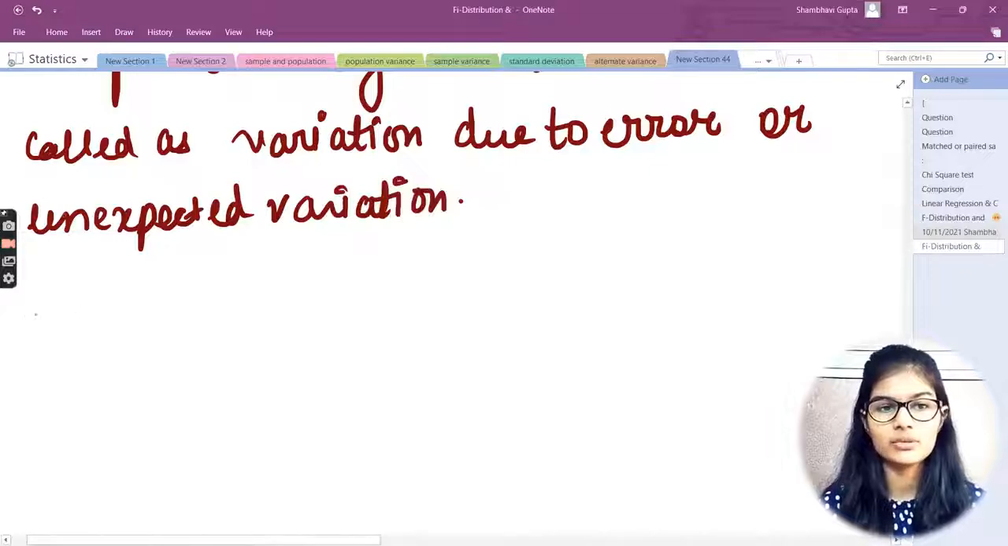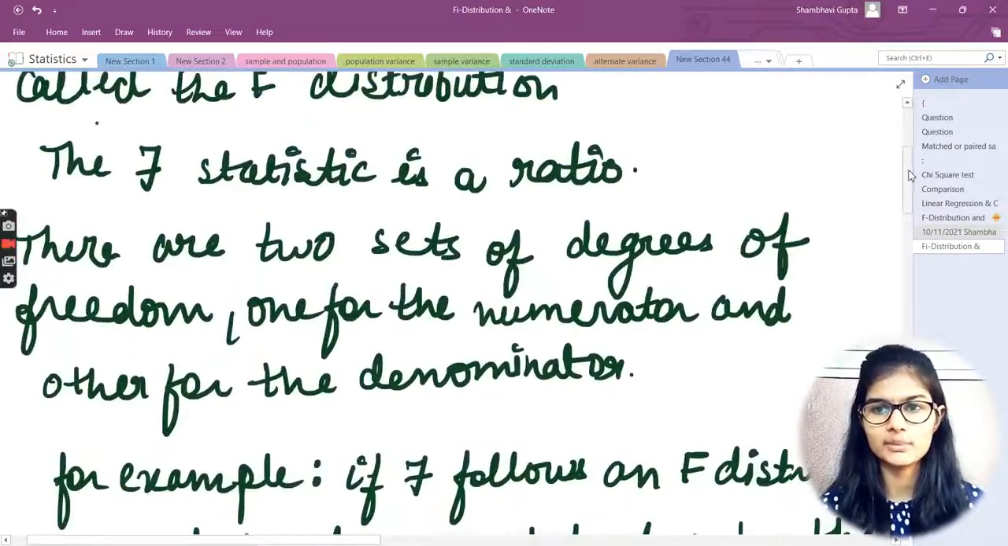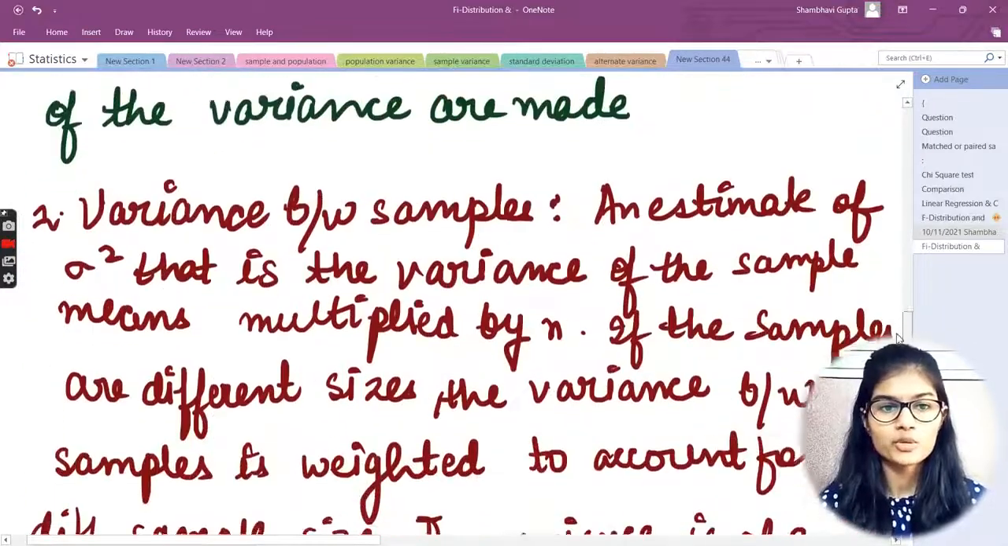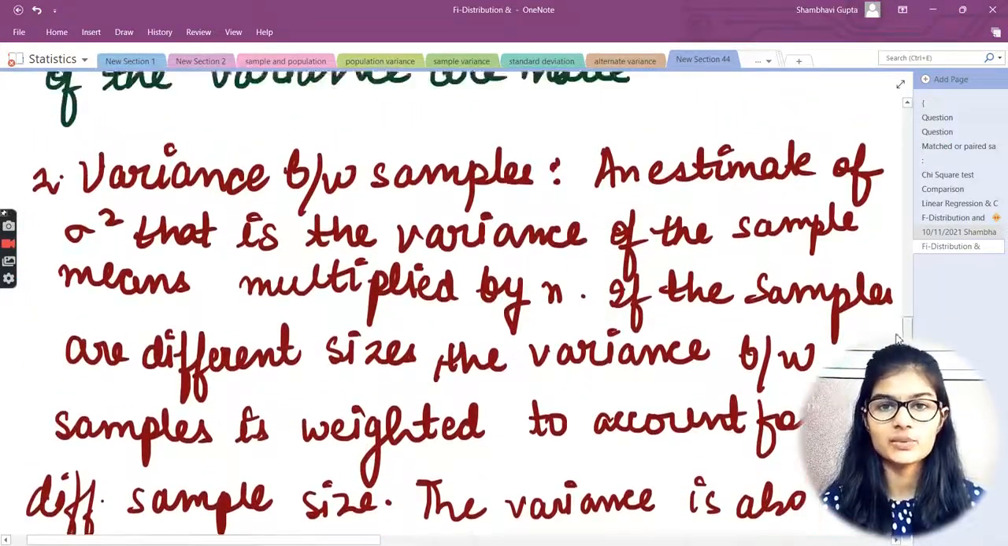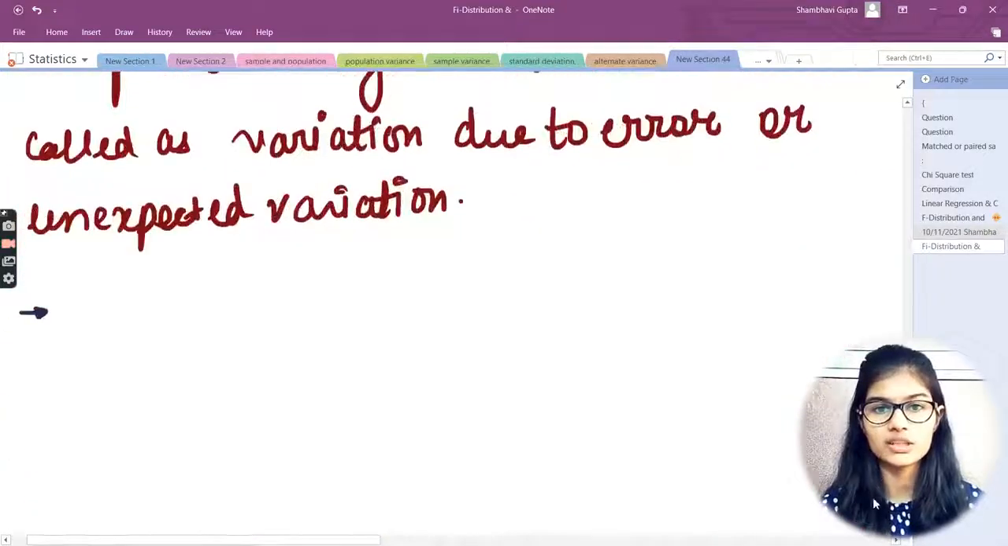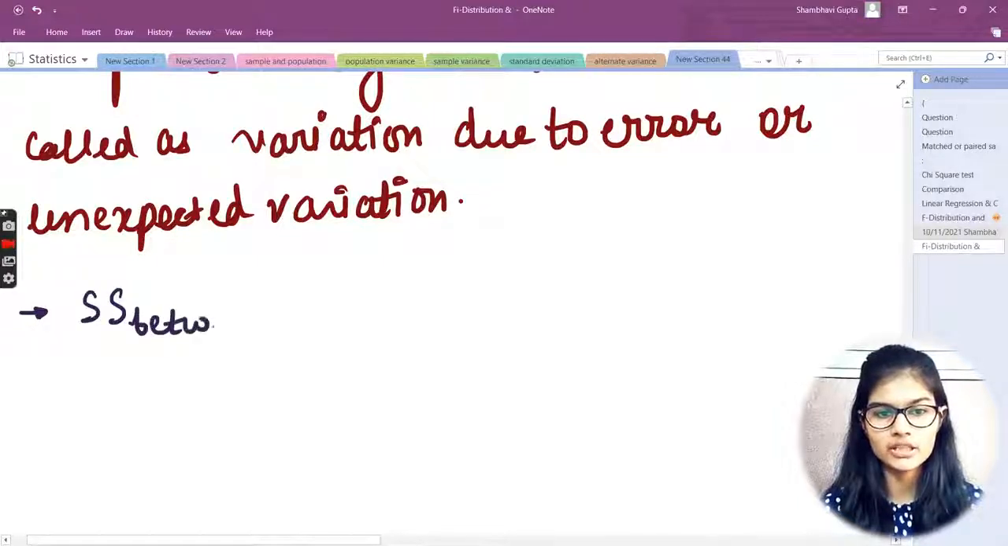So now I have some notations here as well. What we had studied, once again let me take the cursor right here, was variance between the samples, right? So variance between the samples, and one was variance within the samples. Whenever we write this out, we write it in the form SS, and in the denominator we write between. So here it is SS, and the denominator is between, right?